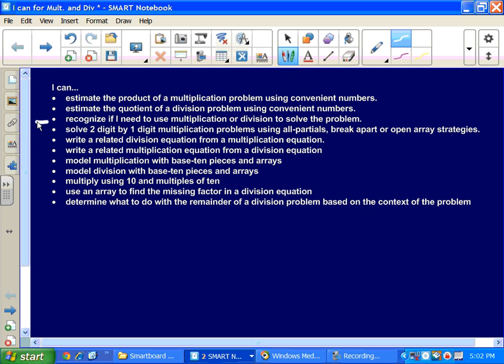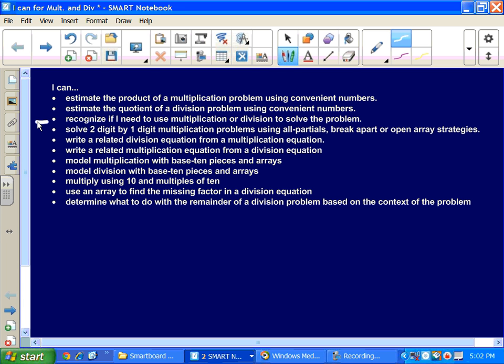I can solve two-digit by one-digit multiplication problems using all partials, break apart, or open array strategies. I can write a related division equation from a multiplication equation. I can write a related multiplication equation from a division equation. I can model multiplication with base 10 pieces and arrays. I can model division with base 10 pieces and arrays.